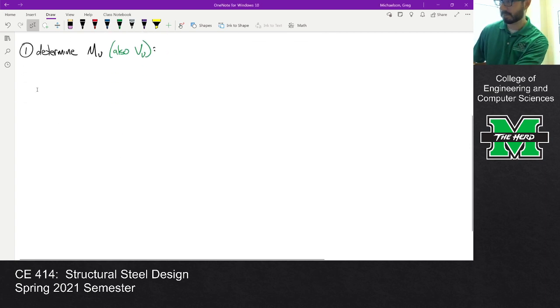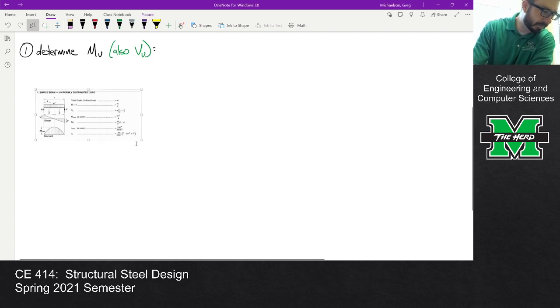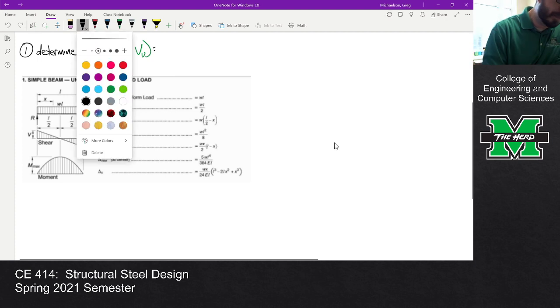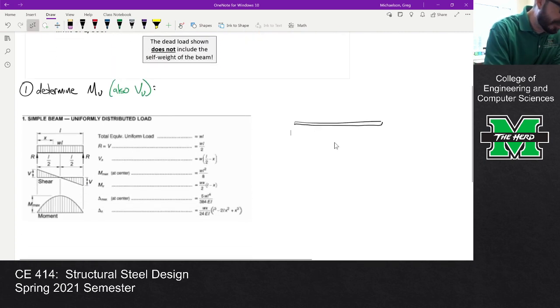So the first thing I want to do is look at this. This is our distributed load case from the manual. I have a beam that is 35 foot long. This is simply supported and has a distributed load on it.